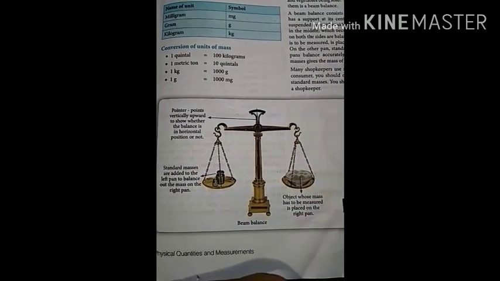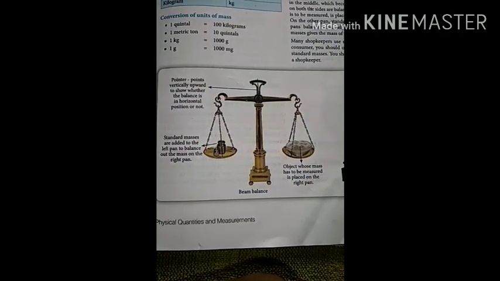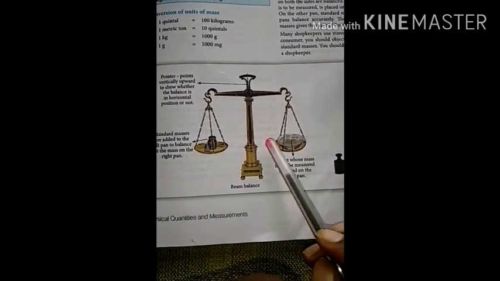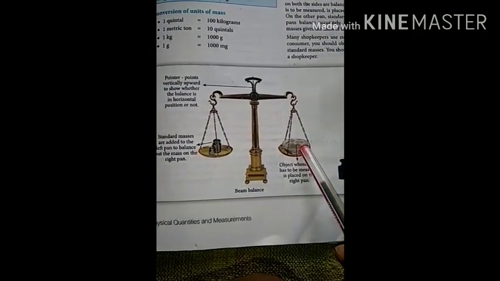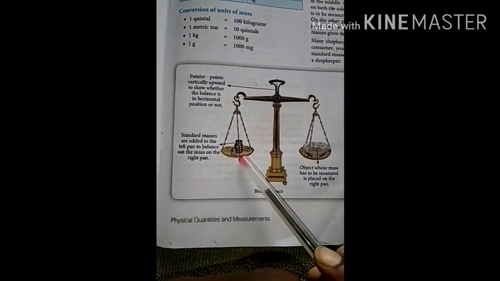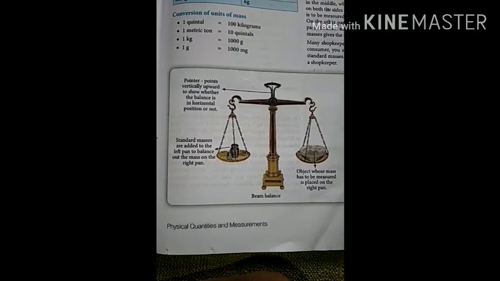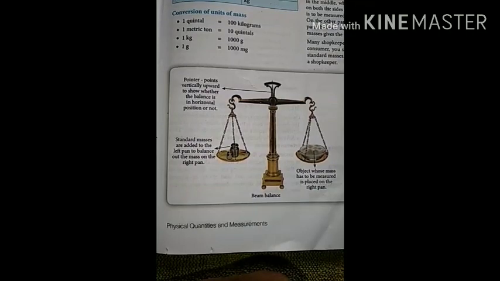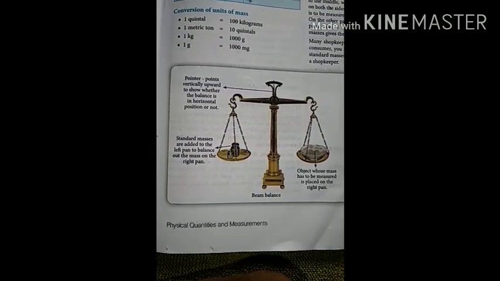Now, how do you measure the mass of an object? The object whose mass is to be measured is placed on one of the two pans. Let us consider it is placed on the right pan, and we place the standard masses on the left pan. The total of the standard masses gives the mass of the object.